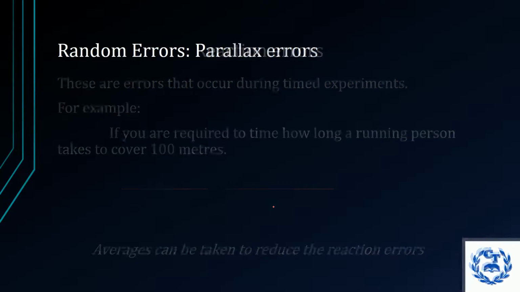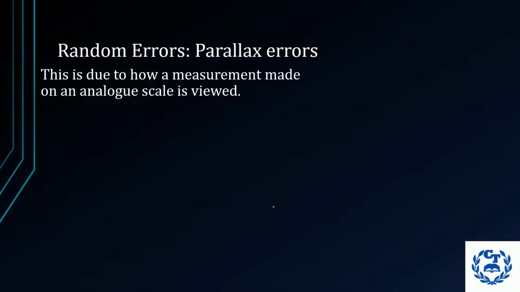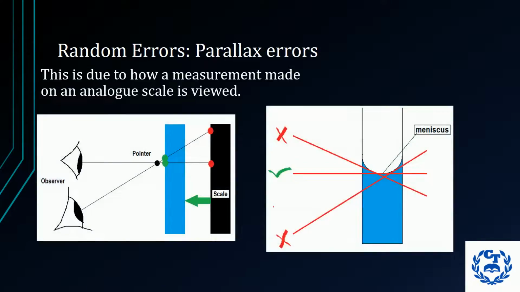The next type of random error that we'll look at is the parallax error, and this is simply about how you view an analog scale to take a measurement. The parallax error occurs because there's a certain amount of distance between the pointer and the scale that you're going to use. In this diagram on the left hand side, we have two observers observing the same pointer. But we're going to take the scale from one point and move it closer. Notice that the red dots move closer and closer together as you bring the scale closer and closer to the pointer.